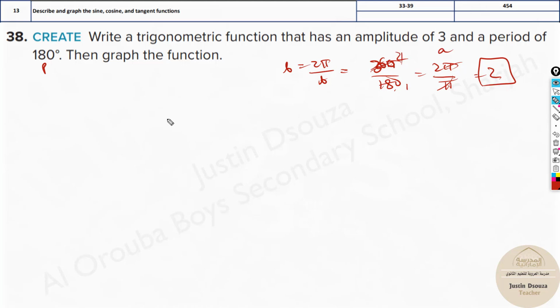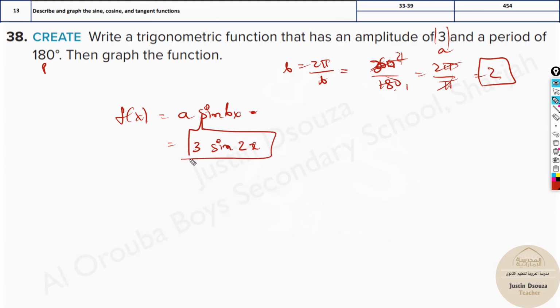Once you have the amplitude and b value, it's very simple. We can write a function f of x is equal to, I'll take the sine function. They didn't mention any function. A sine bx. We don't need any midline because they have not mentioned it's shifted or anything. So it is 3 sine; whatever value is given, we take the modulus, so it will be positive 3 sine. What is b value? It's 2, and over here we write it in terms of x or theta, it's fine.